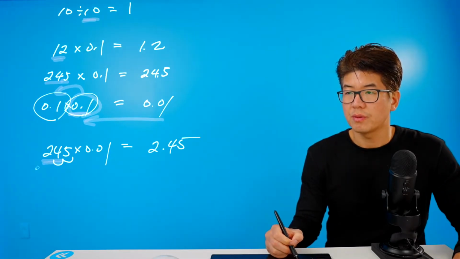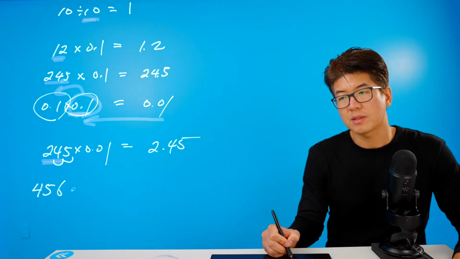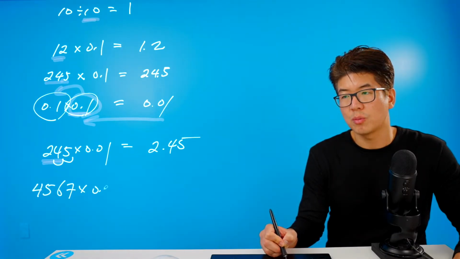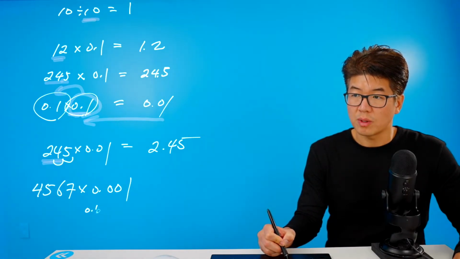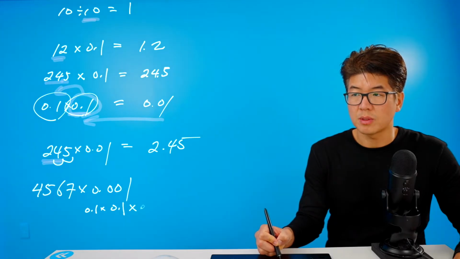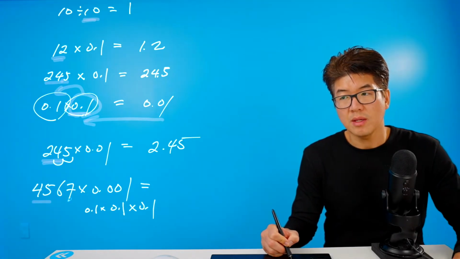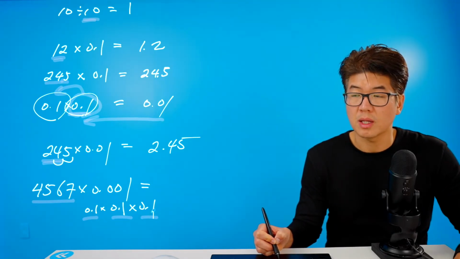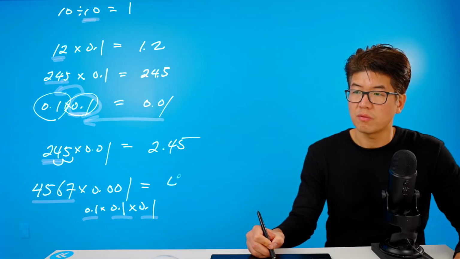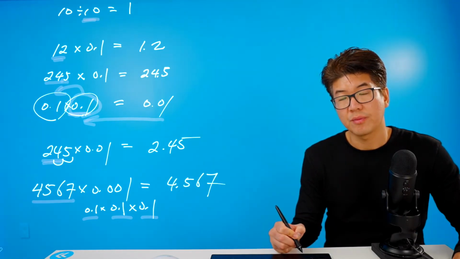So the same pattern will continue. What if I had 4567 times 0.001? This is the same thing as 0.1 times 0.1 times 0.1. Basically, the result of this is going to be this number gaining 1, 2, 3 decimal places. So we get 4.567.